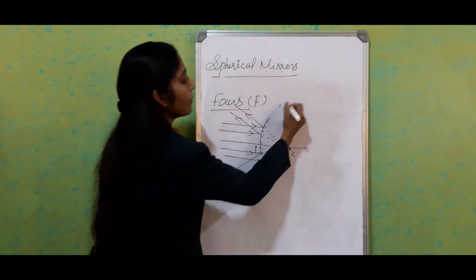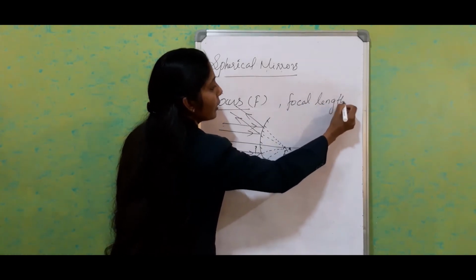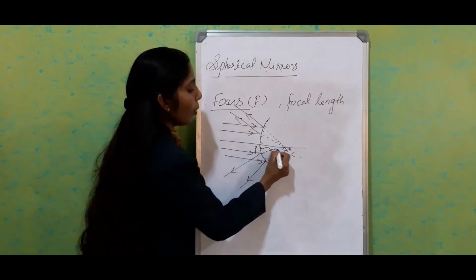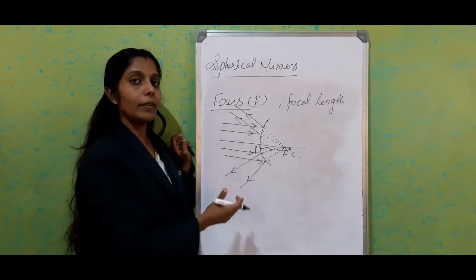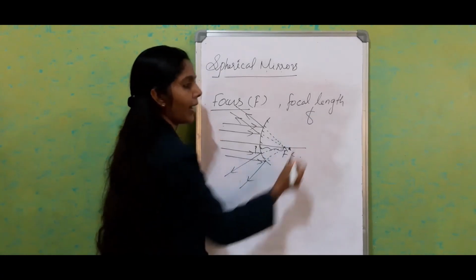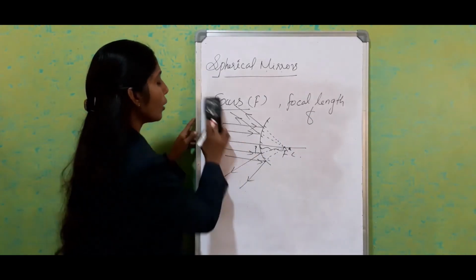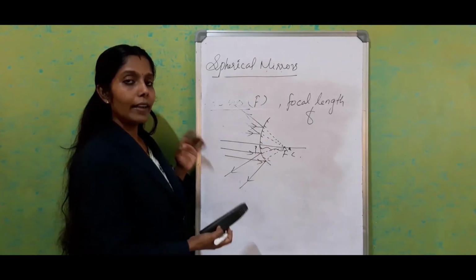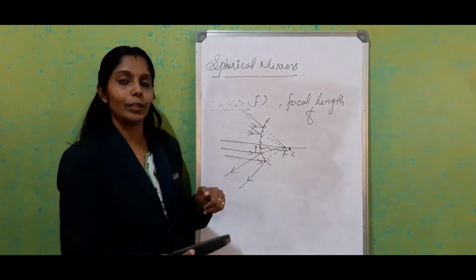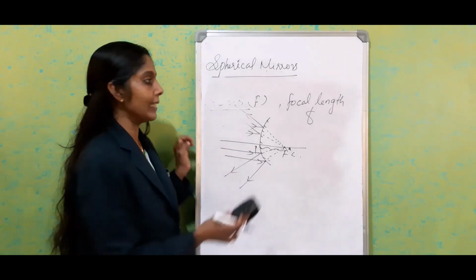Our next one is focal length. Focal length means the distance between the pole and the focus. The length between the pole and the focus is called focal length. This is always represented by the small letter f. And we cannot always say that the incident ray will be parallel to the principal axis. Then how can we find the focus? That we will see.